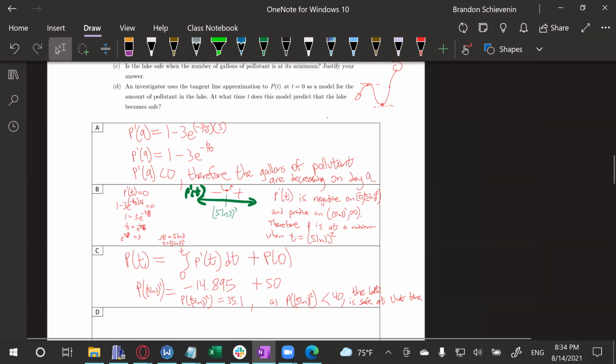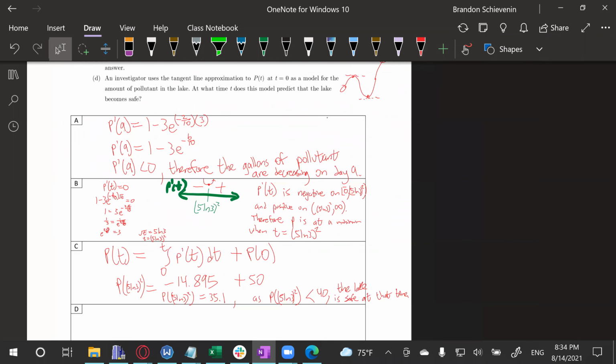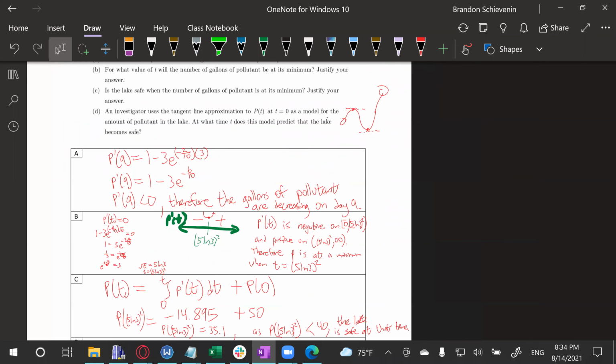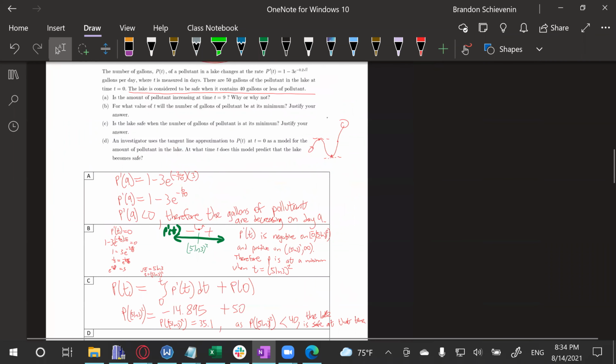Okay. Any questions on A through C so far? I think when I go to D, I'll have to cut off all the rest of this.